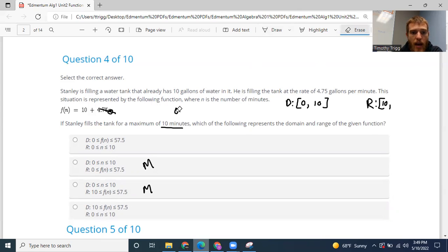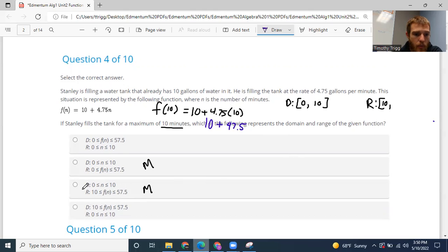Well, for that, I'm going to do f of 10. Again, replacing the n with 10. So f of 10 would be 10 plus 4.75 times 10. Again, replacing the n in the function with the input 10. Well, what does that result? Well, this would be 10 plus 4.75 times 10 is 47.5. And we go ahead and add those together. So that's 57.5.